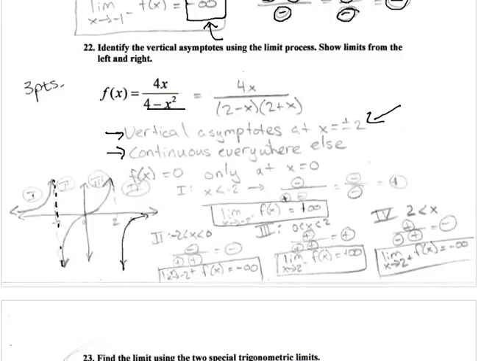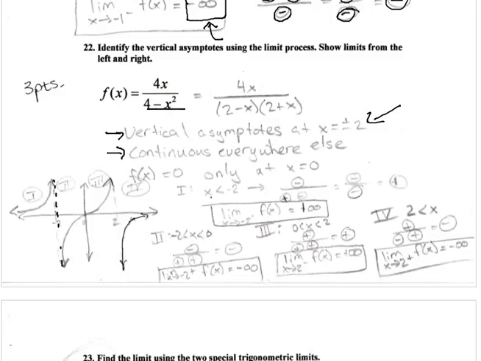So our first region is for x less than negative 2. Our second region is between negative 2 and 0. Our third region is between 0 and 2, and our fourth region is greater than 2. And we're trying to identify what the function does as it approaches x equal to negative 2 and x equal to 2.